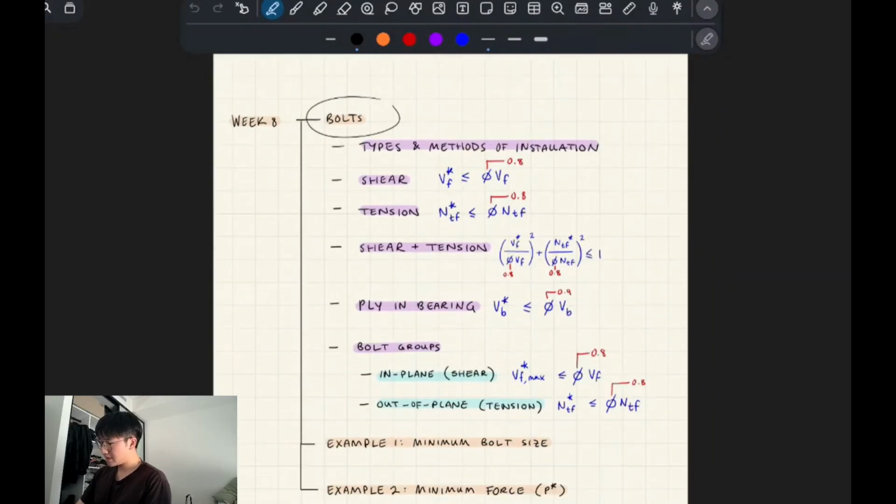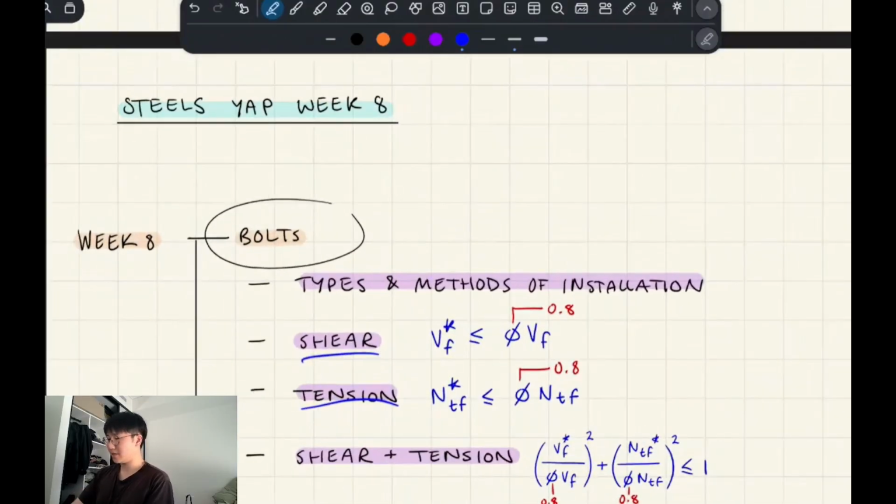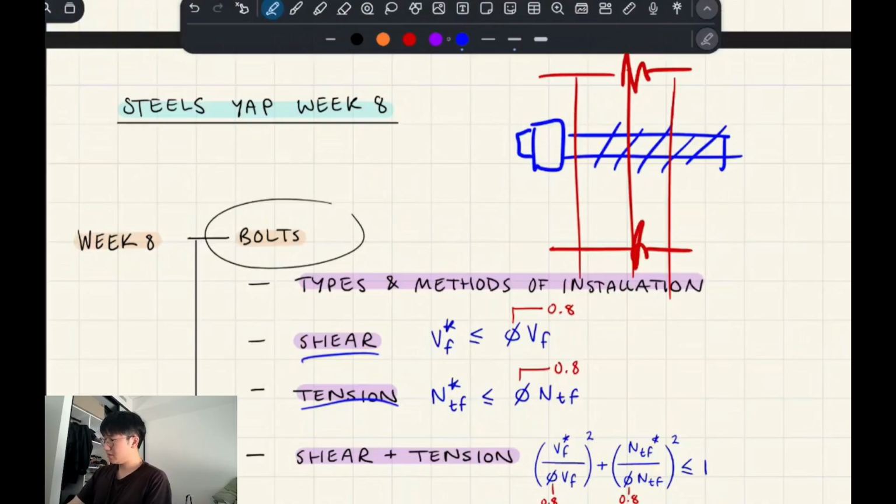Essentially, there's two kinds of forces that bolts are designed to take: shear and tension. So if you've got a bolt connecting two or more members together, and these two members are pulling apart in tension, it basically puts the bolt into shear. So you have to calculate the bolt's shear capacity in that case.